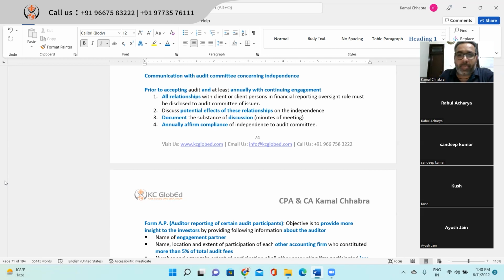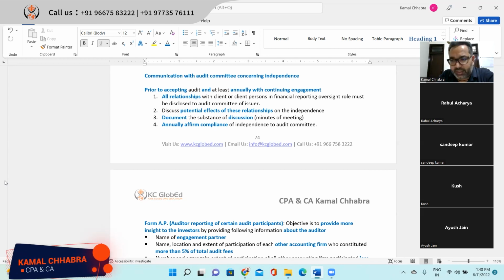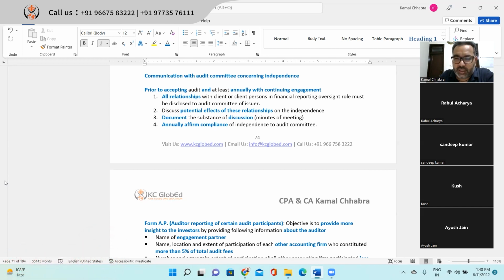Second thing is to discuss the potential effect of these relationships on your independence. Third is to document the substance of your discussion. Whatever discussion happens between you, management, and the audit committee, it is mandatory for you to document it. That means make the minutes of the meeting and include them in your audit documentation. Annually, affirm the compliance of independence to the audit committee. Every year you need to give an affirmation that you are in compliance with the independence rules of the PCAOB and AICPA.